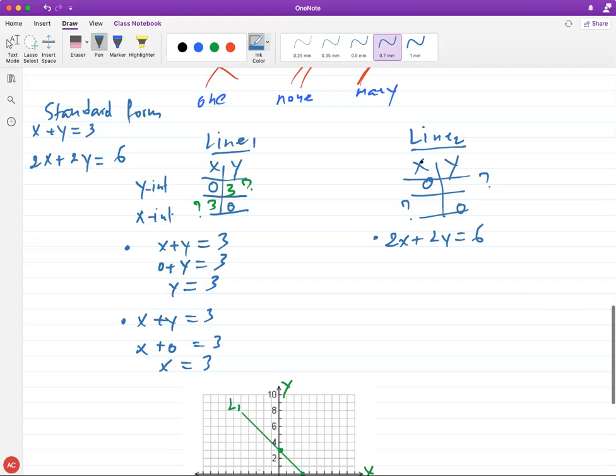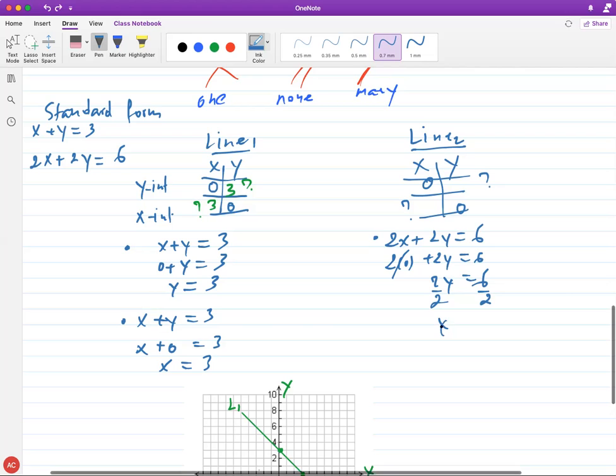So the first thing is we have x equals 0, nothing here. We're looking for this. So x equals 0 is going to go here: 2 times 0 plus 2y equals 6. That cancels, so 2y equals 6. If you divide by 2, y will be equal to 3. That's the missing number here.